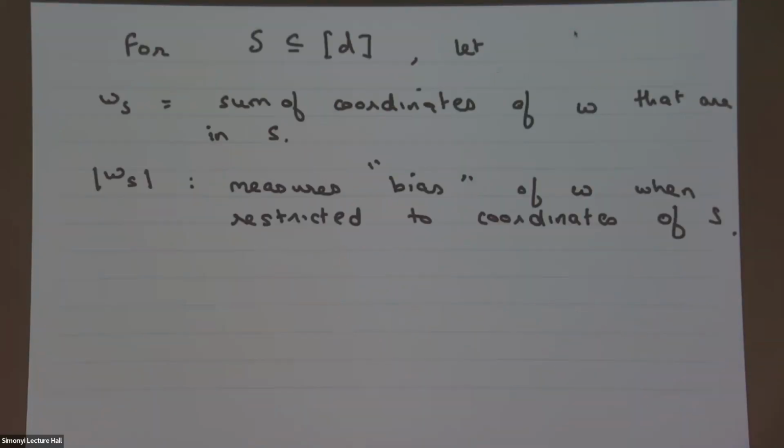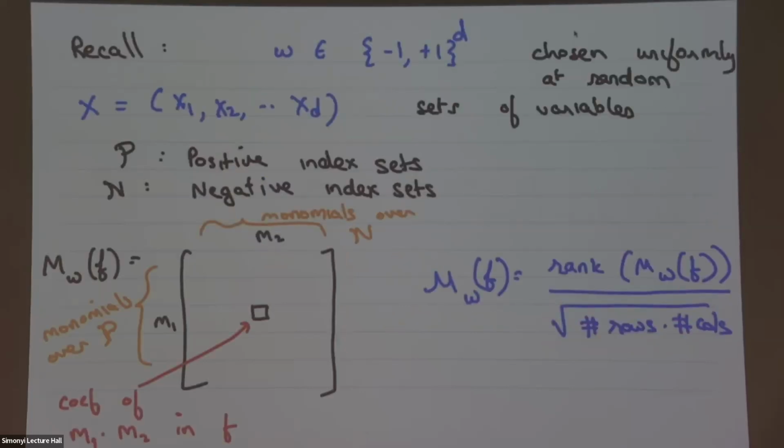Actually, I got a bit confused. Why is it at most 1? The rank can be as large as the smaller dimension. If I normalize by the square root of the number of rows times the number of columns, the rank is at most the smaller of the rows and columns. Right. Okay, it's the right direction.